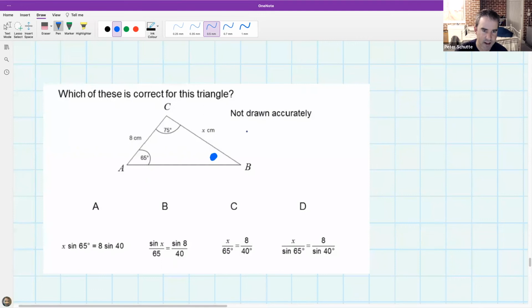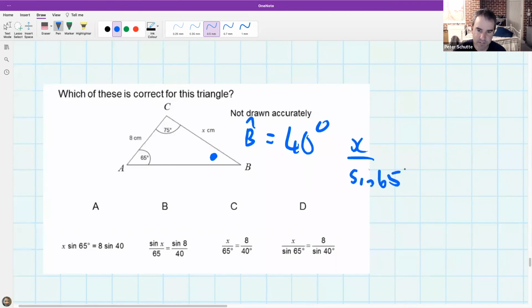So if we find angle B, we get 180 minus 75 minus 65, and that is going to be 40. And so when we write this out, we should get x over the sine of 65 equals 8 over the sine of 40. And is there an option for that? So we've paired up that one over here with this option, and it's D.